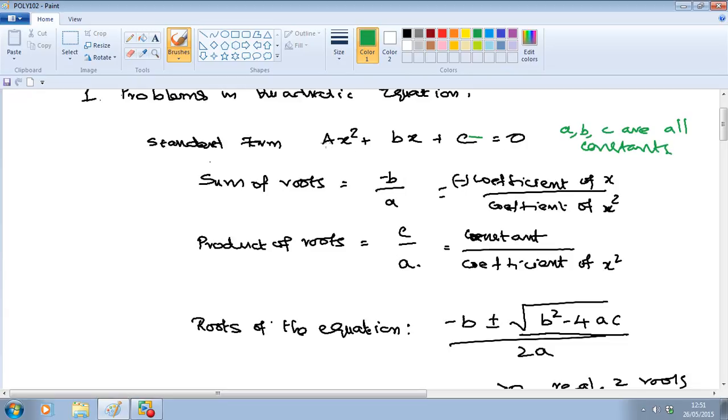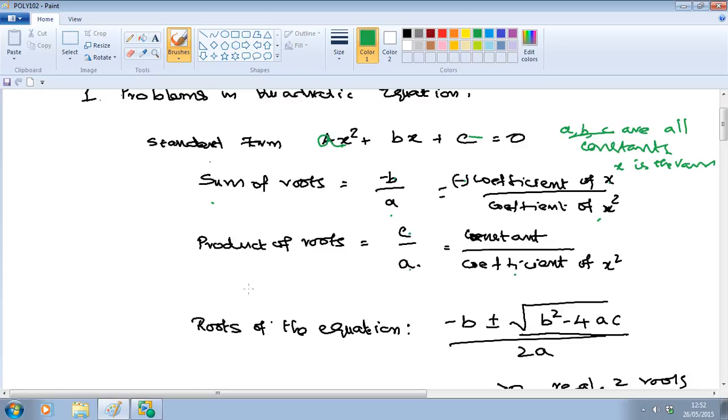And normally a is not zero. And x is the variable. So in this, the sum of roots is equal to minus b by a, or we can say minus the coefficient of x divided by the coefficient of x². The product of roots is equal to c by a, or the constant factor divided by the coefficient of x².